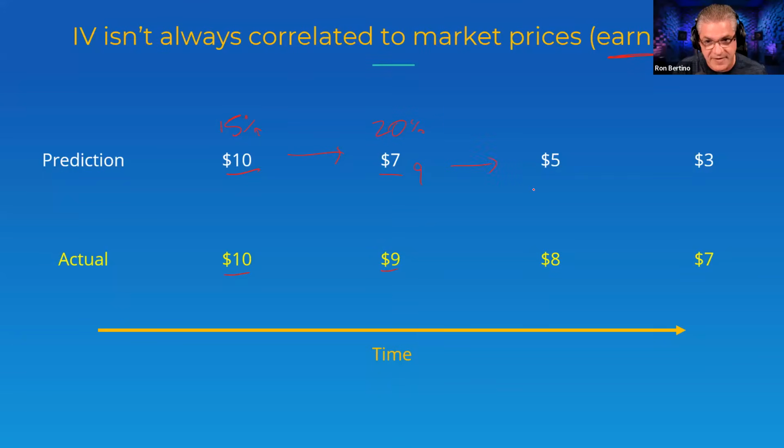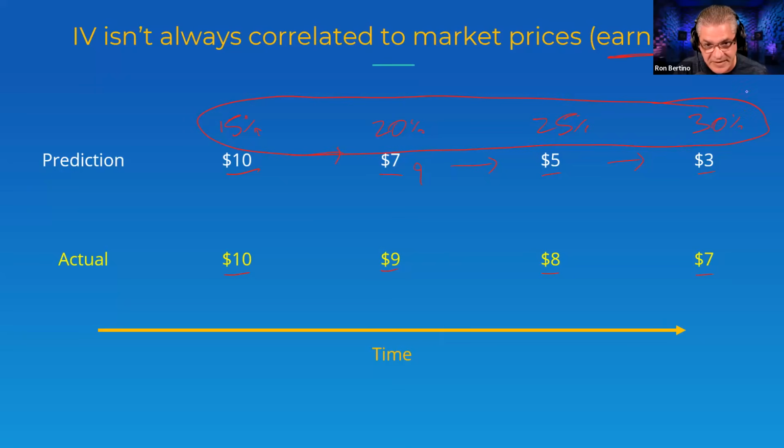5 days go by, and then our prediction formulas are saying it should be worth 5, but the market is saying, nope, it's actually worth 8. So guess what? We're going to bump up the IV again in order to make a match. And now we're good. Then 5 days later, fancy formulas told us it should be worth 3. The market tells us, nope, it's actually worth 7. So we've got to bump up the IV again. So guess what's happening here? The IV is increasing as time goes by.